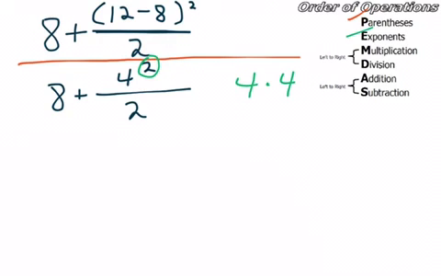4 times 4 is 16. So I'm going to rewrite again: 8 plus 16 over 2. And now I don't have an exponent. Got rid of the parentheses. I keep moving down my list.